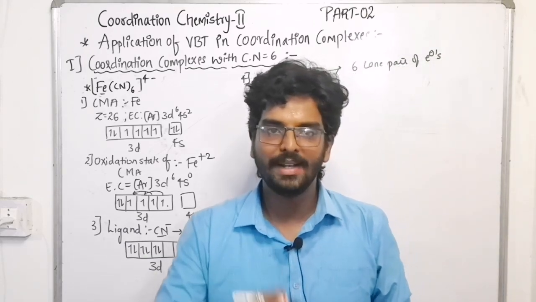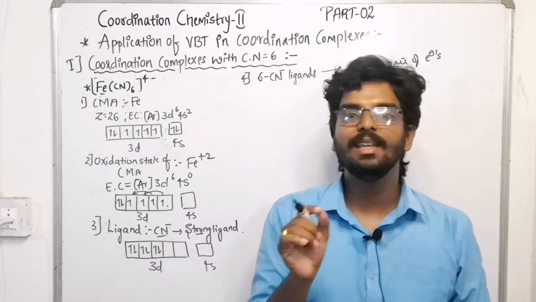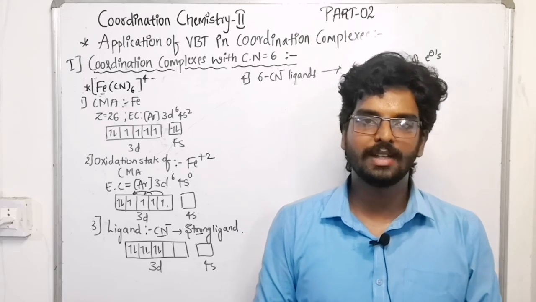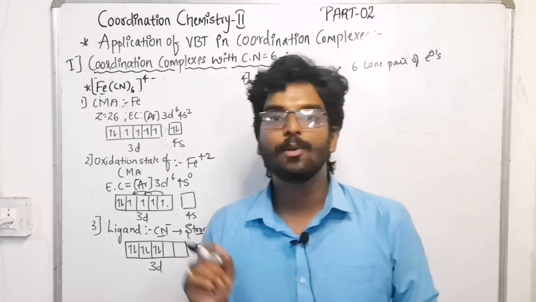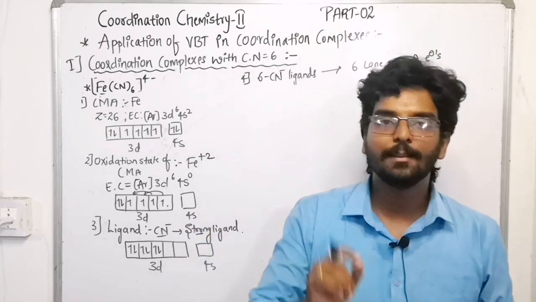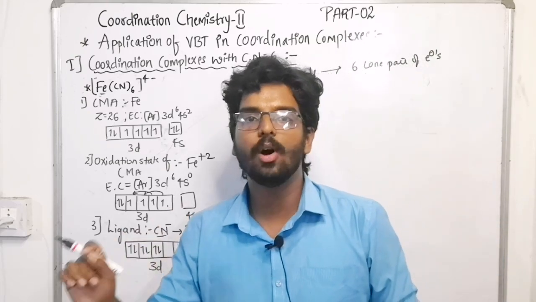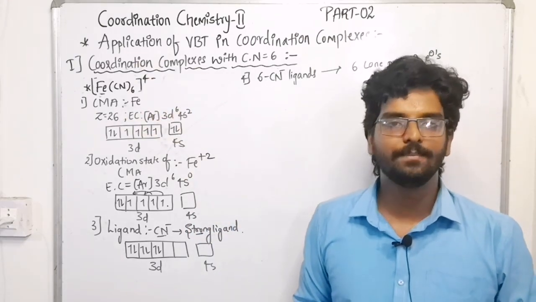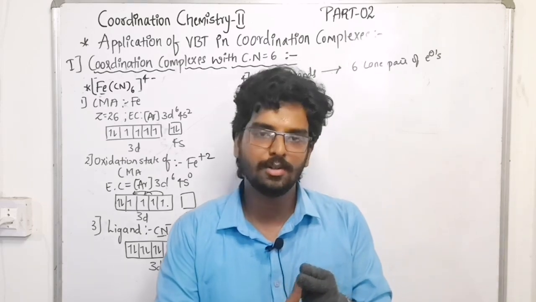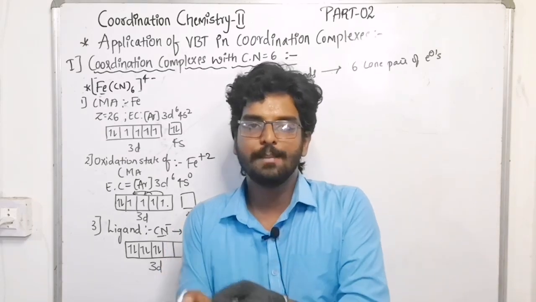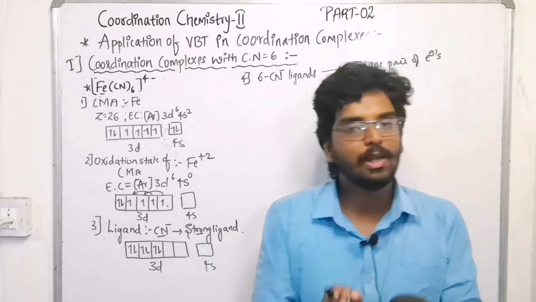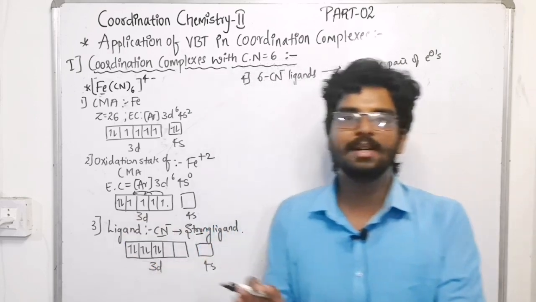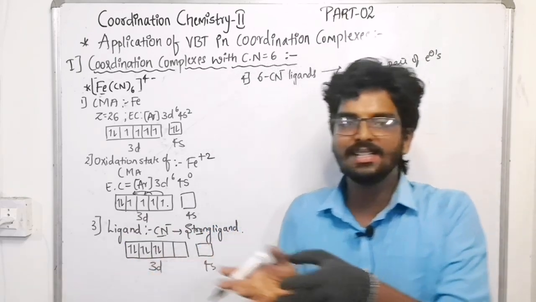So according to the VBT, what is the condition here? Very simple. The metal should carry empty equal energy hybrid orbitals in order to accept the electrons from the ligand. We already studied that. So there is a presence of that many equal energy empty orbitals, and that number is equal to the number of lone pairs a ligand is donating.